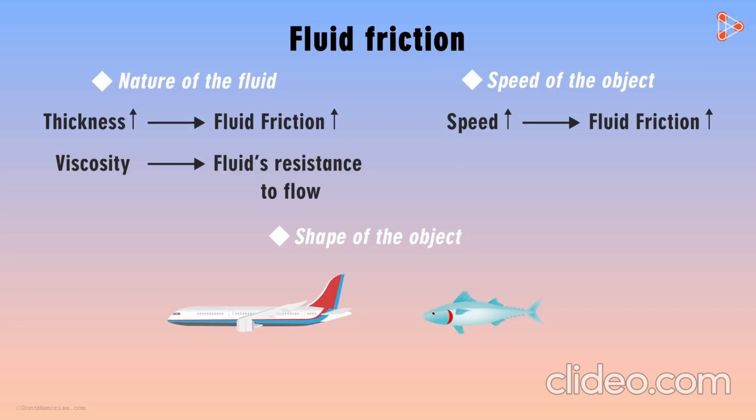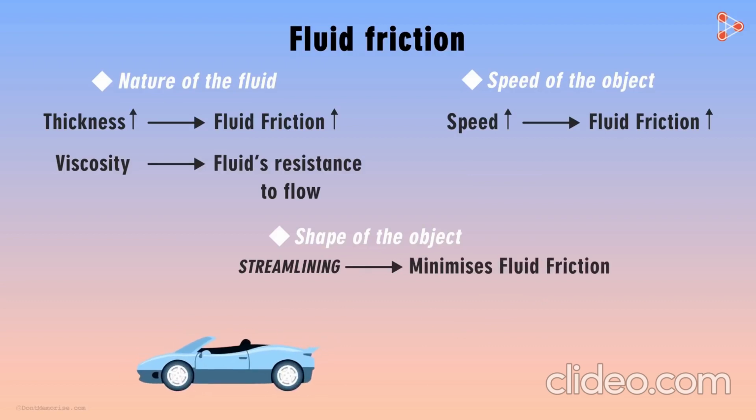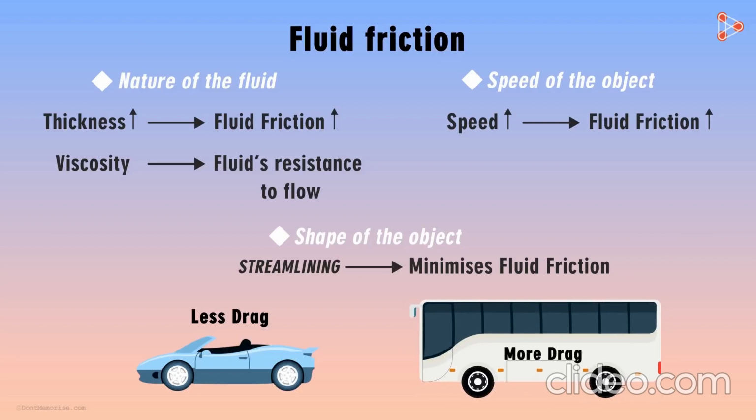The shape of the aeroplane, if you notice, is like that of a bird. This process of giving an object a particular shape to decrease the fluid friction is known as streamlining. Streamlining an object can greatly reduce the resistance offered by the fluid. A car faces less friction from air as it has a streamlined shape. A bus, on the other hand, will face more air friction as it doesn't have a streamlined shape.